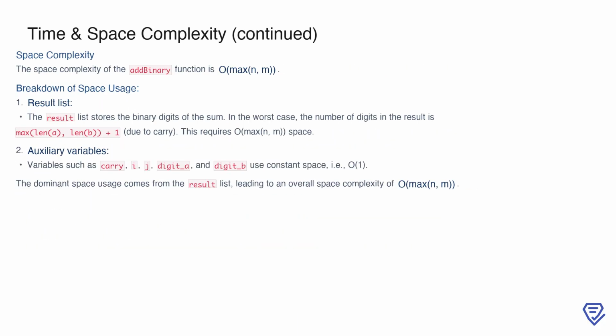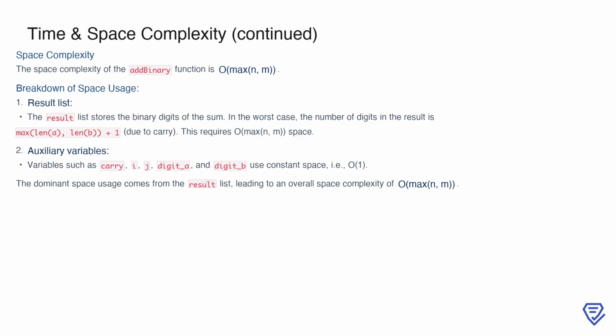The space complexity of the add binary function primarily comes from the storage used for the result. The result list holds the binary digits of the sum, and in the worst case, its size is equal to the maximum length of the input strings plus 1, accounting for a potential carry. This requires O(max(n, m)) space. Beyond the result, the function uses a few auxiliary variables such as carry, i, j, digit_a, and digit_b, which only take constant space, or O(1).